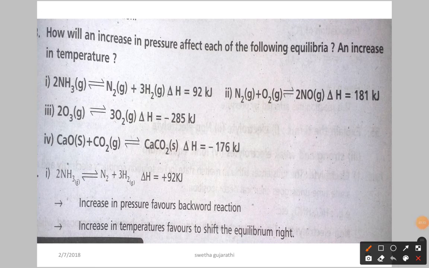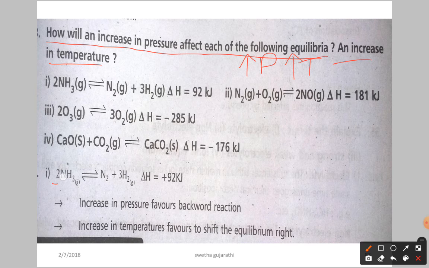Let us see another example. Here it is given: how will an increase in pressure affect each of the following equilibria, and also an increase in temperature. They are asking about both. So we have the effect of pressure and the effect of temperature, with both an increase in pressure and an increase in temperature. Now let us see the first question.